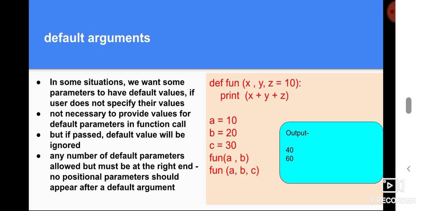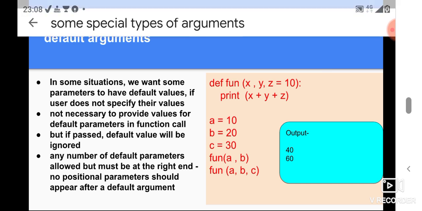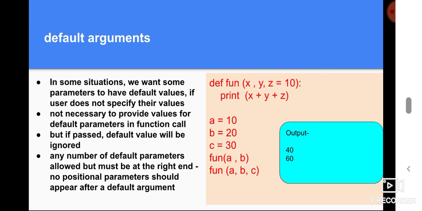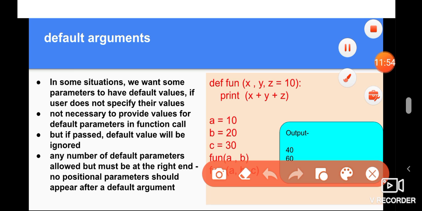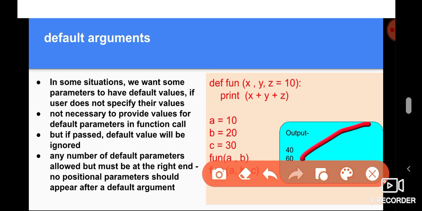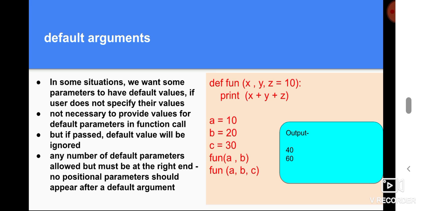Okay, so when you provide an argument for a default parameter, the default value is ignored and the value you provide as argument is assigned to that parameter. And this time since z has value 30 instead of 10, x plus y plus z becomes 10 plus 20 plus 30, which is 60, and that is why we see 60 in the output window because of the second function call fun(a, b, c). Okay, so this is the concept of default arguments.